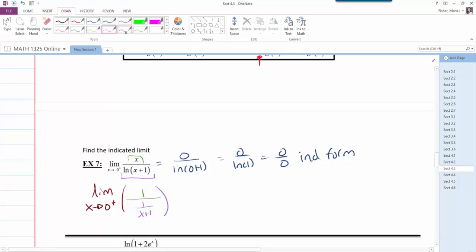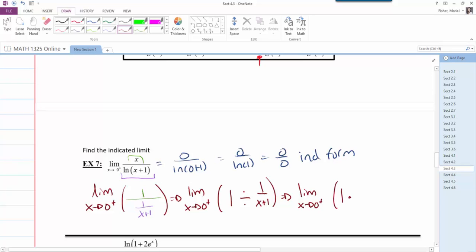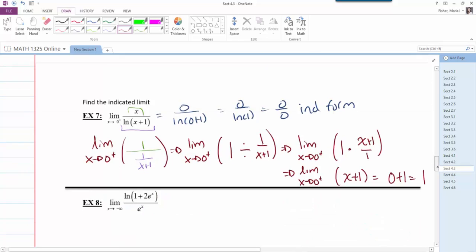Well, let's clean this up before we take the limit again. So now recall that this is the same as me saying 1 divided by 1 over x plus 1. And if you're dividing by a fraction, it's the same as multiplying by the reciprocal. Well, the reciprocal of 1 over x plus 1 is going to be x plus 1 over 1. So we're really just looking at the limit as x approaches 0 from the right of x plus 1. So direct substitution, 0 plus 1 equals 1. Let's go to the next one.